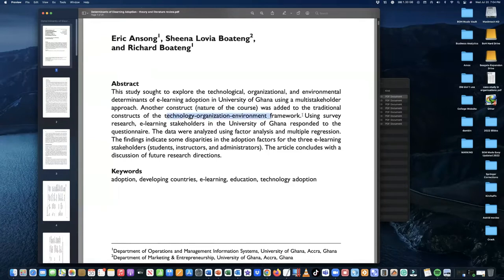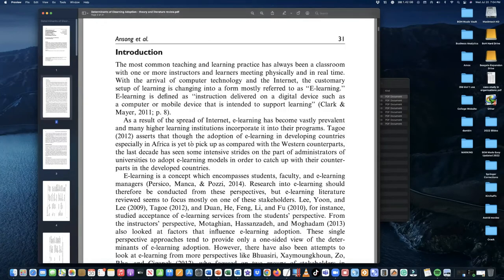So what am I trying to say? It's possible that the frame that you have selected may not be exhaustive. So you have to add other variables or add another frame. Sometimes some people may use two theories in one research or three theories. But in this one, the person is using one theory and one other variable from the literature to add to it. So let's look at it.